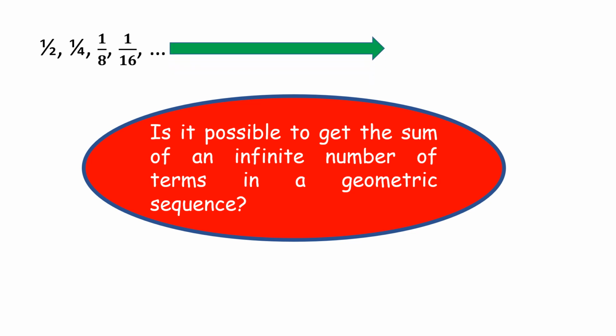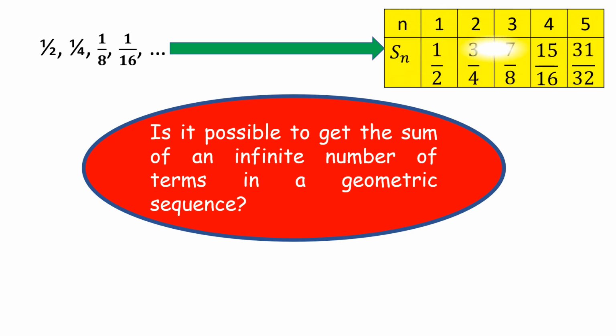I have here a table showing the first 5 values of S sub n. When n is equal to 1, S sub n is equal to 1/2, since it is the sum of the first term only. And when n is equal to 2, S sub n is equal to 3/4, since it is the sum of the first term, which is 1/2, and the second term, which is 1/4. So that's why it became 3/4.